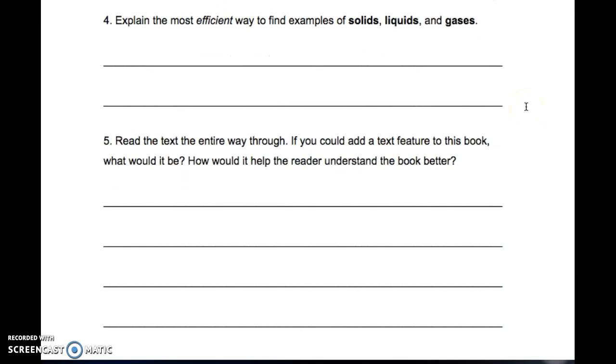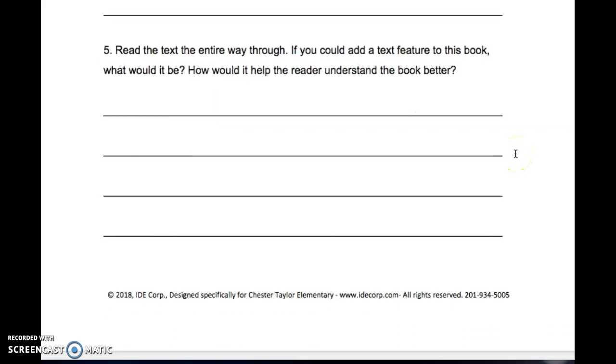Explain the most efficient way to find examples of solids, liquids, and gases. Write your answers on the line. Read the text the entire way through.